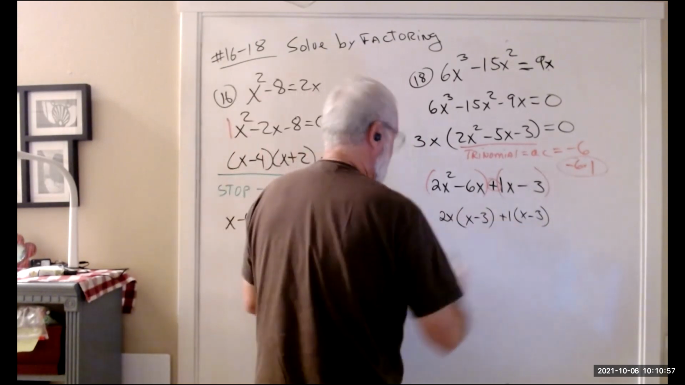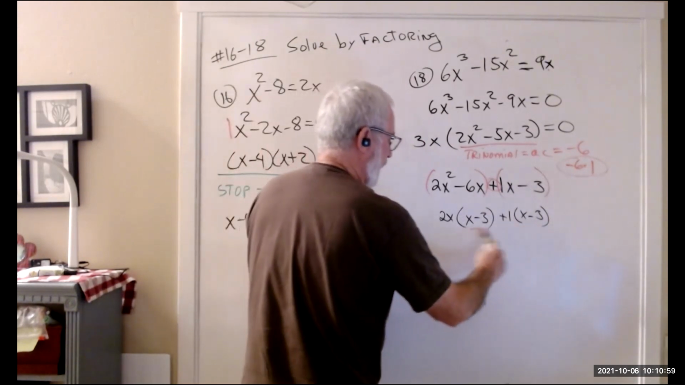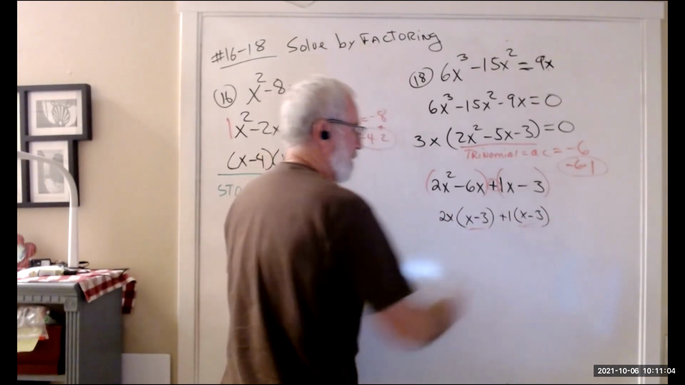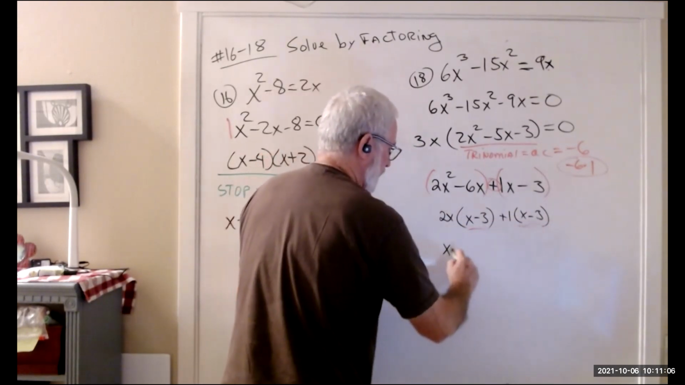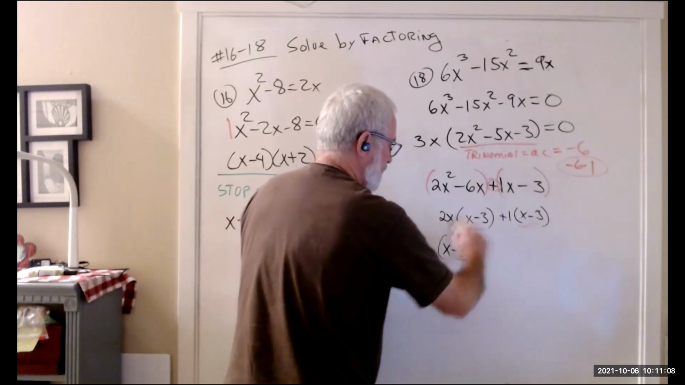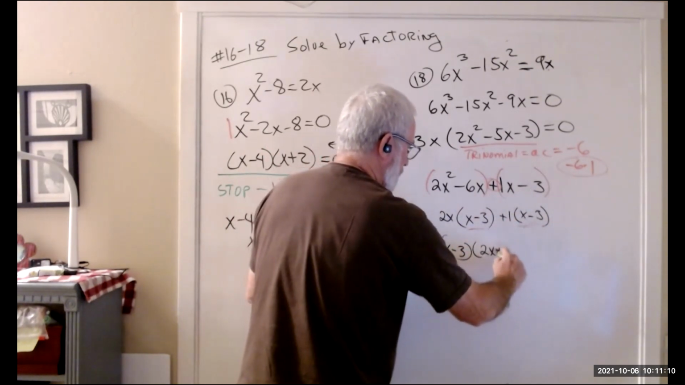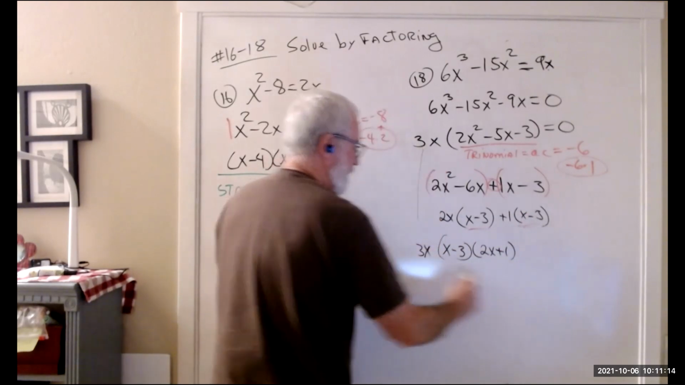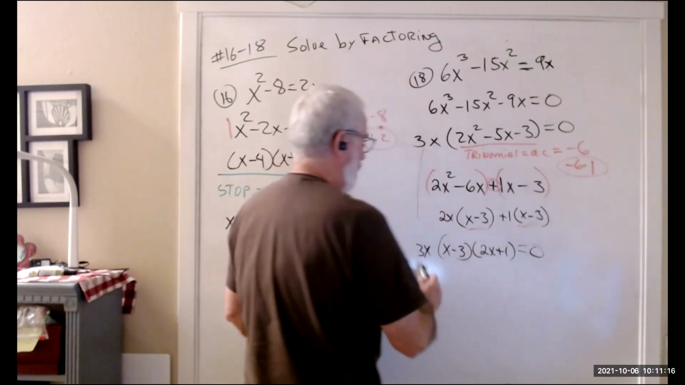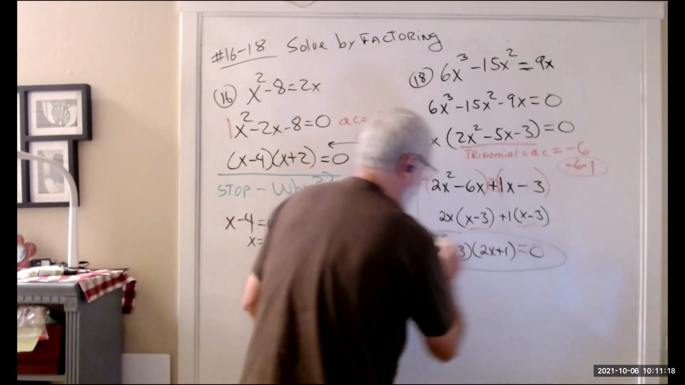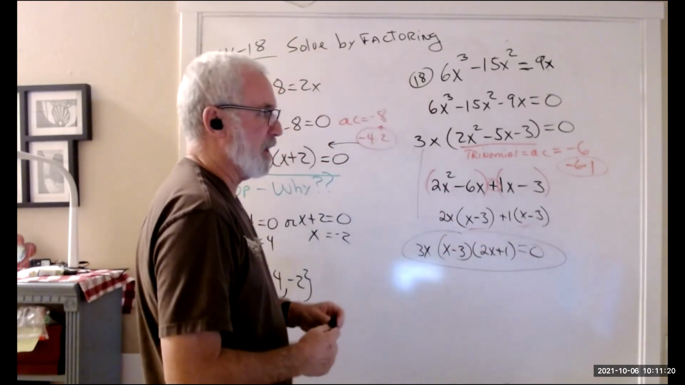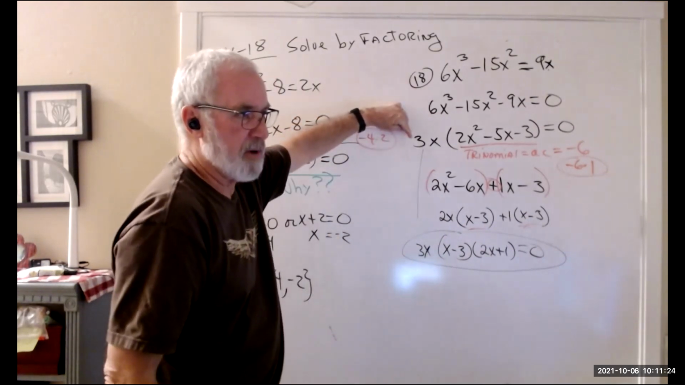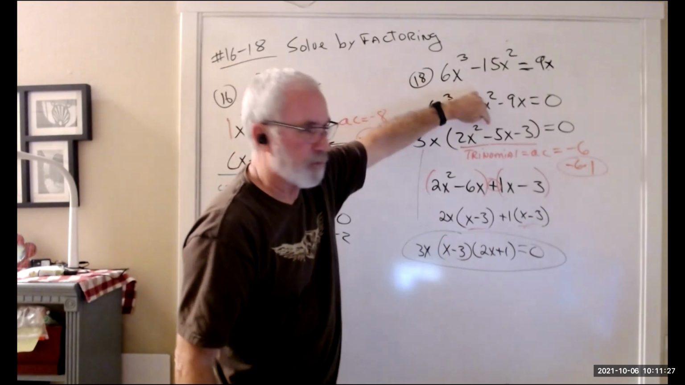Then, because these x minus 3s are the same, remember that was our check. If those weren't the same, you screwed up. But they are the same, so you take the x minus 3 in front, leaving the 2x plus 1 to come together, bring down the 3x, and it equals 0. So, hang on, we're not even close to being done yet. We factored out a 3x in common, but this was a trinomial.